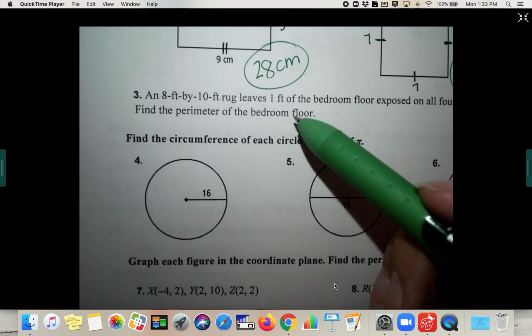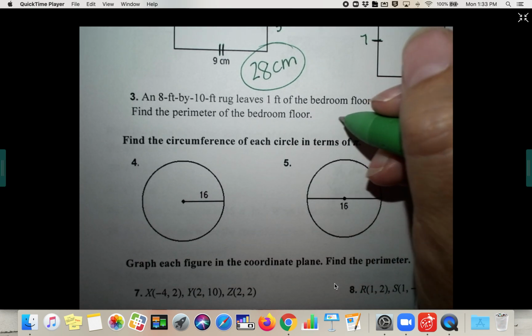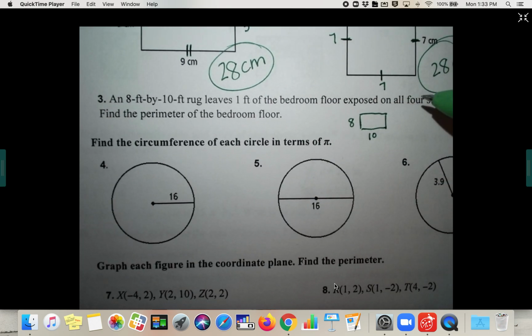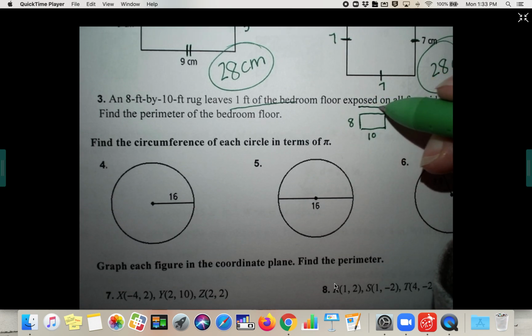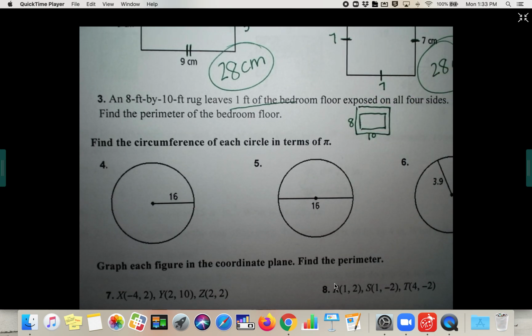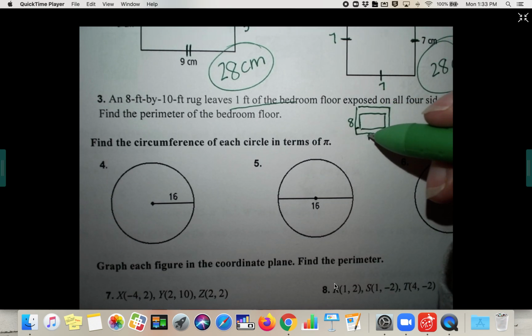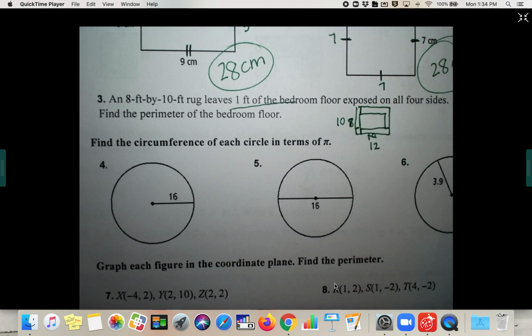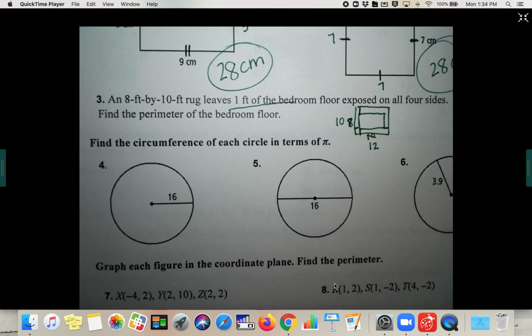Okay, number 3 says an 8 by 10 foot rug leaves 1 foot of the bedroom floor exposed. So actually it leaves 1 foot in all directions. This is clearly not drawn to scale, but that's going to add a foot here and here, making 10 into 12. And it's going to leave a foot here and here in each direction, making this one 10, since it's in both directions.